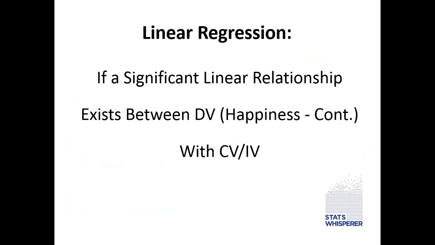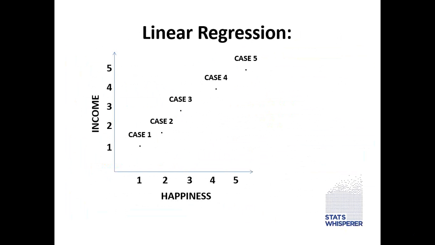So remember, the term linear regression, I want to discuss this a little bit first, because what exactly does it mean? It's not terribly intuitive. But it's going to tell us if there's a significant linear relationship between the dependent variable, such as happiness, with the covariate and independent variables. But what does that mean? Right? So recall the correlation. This is very similar to the correlation that we used in bivariate analysis.